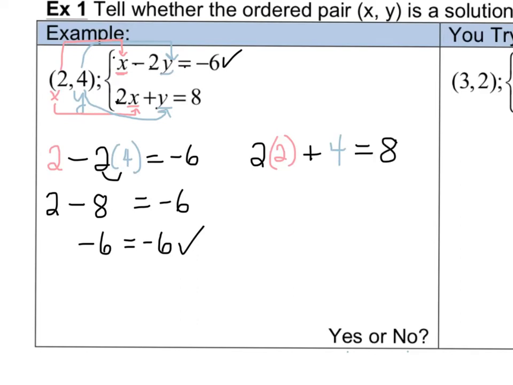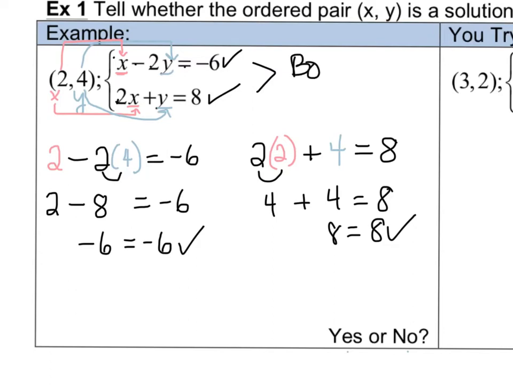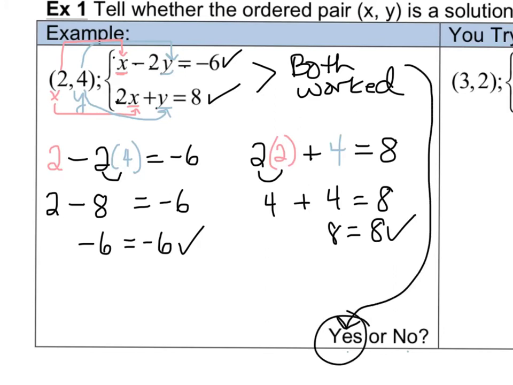So let's see. 2 times 2 is 4. 4 plus 4 is 8. So sure enough, 8 equals 8. Both the equations worked. So since they both were yeses, both worked, we say the answer is yes. (2, 4) is where those two lines cross each other.